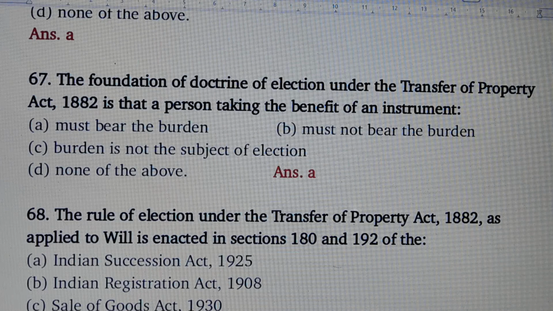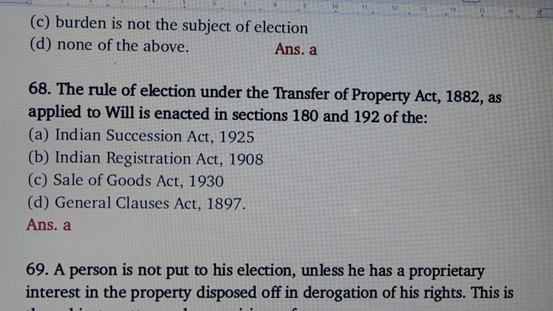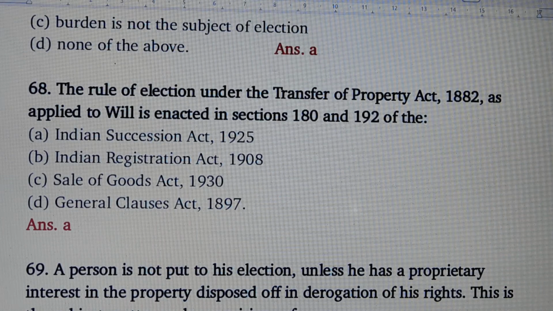The foundation of doctrine of election under the Transfer of Property Act is that a person taking the benefit of an instrument must bear the burden. Answer is option A. Question number 68. The rule of election under the Transfer of Property Act as applied to will is enacted in section 180 and section 192 of the Indian Succession Act 1925. Answer is option A.